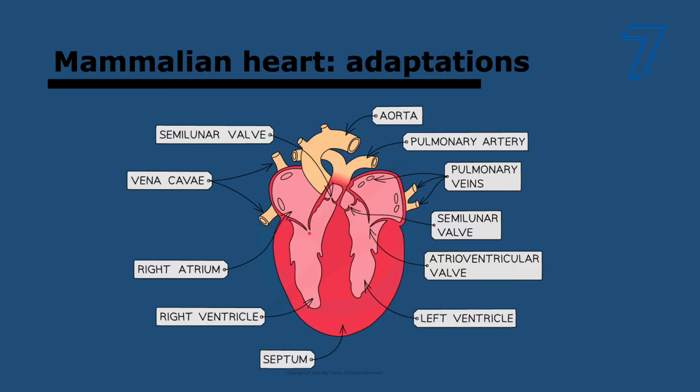Then we have atrioventricular valves. So these are found here and here. So between the atria and the ventricles, as the name indicates, and these close once the blood is in the ventricles to prevent backflow to the atria when the ventricles contract. Similarly, the semilunar valves, which you can see here, between the ventricle and the artery, close to prevent backflow of blood to ventricles when they're relaxing and the blood is in the artery.